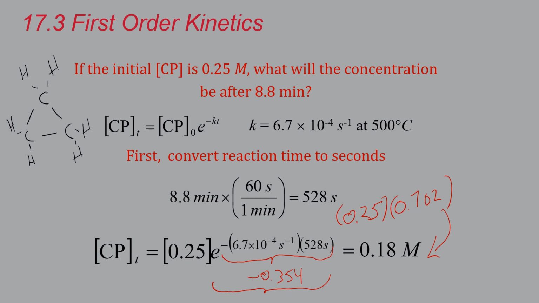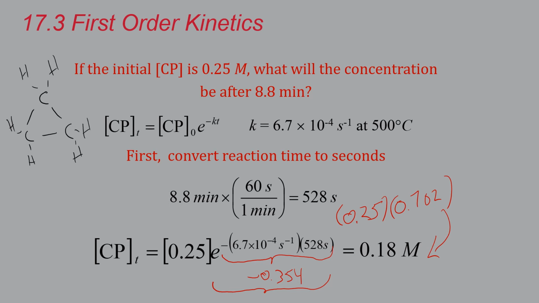But make sure whatever you do, you know what the key punch sequence is to get these answers. The 0.354, and then e to negative 0.354 is 0.702, and then multiply it by the 0.25. Now, does this answer make sense? The question you should always ask yourself, and the answer is yes, because you would expect a lower concentration as time goes by, and 0.18 molar is in fact lower than 0.25 molar.